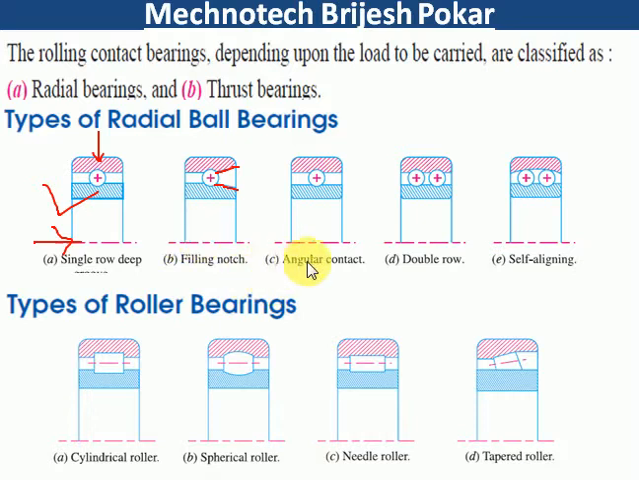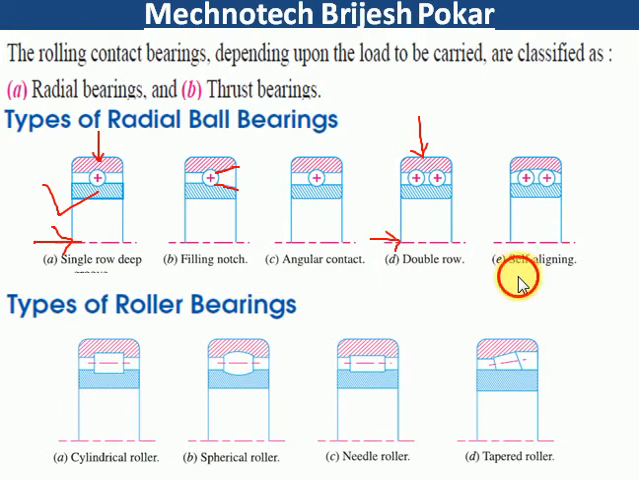Now in angular contact bearing, the bearing is arranged in such a way that it can sustain a large amount of thrust load, and also a large amount of radial load. And another is double row, it means here instead of single row, double row is provided, and it is again used to sustain a large amount of radial load and a large amount of thrust load.